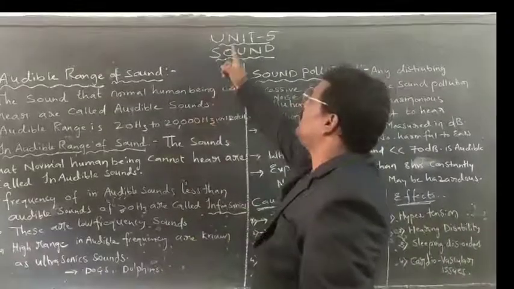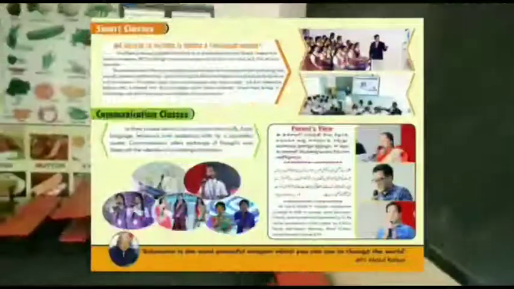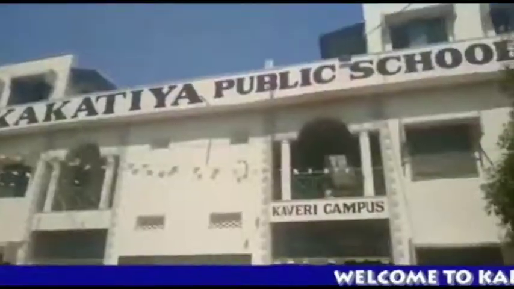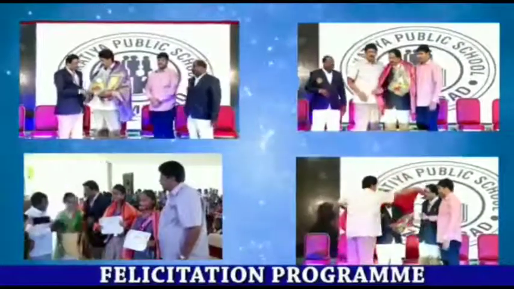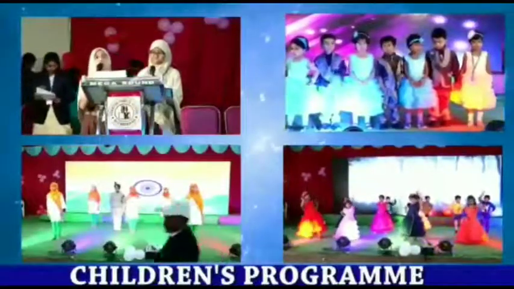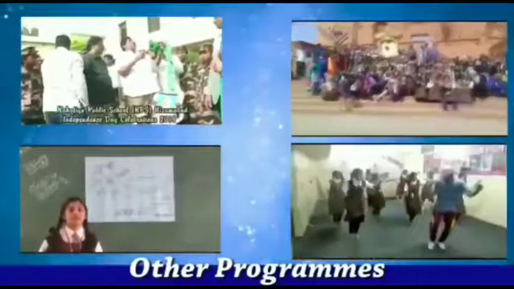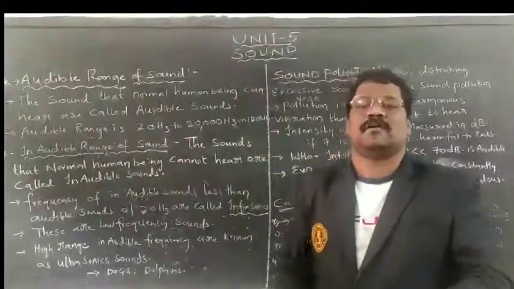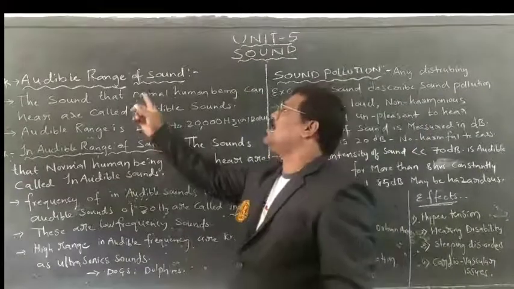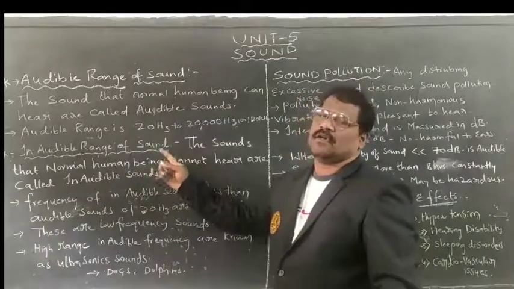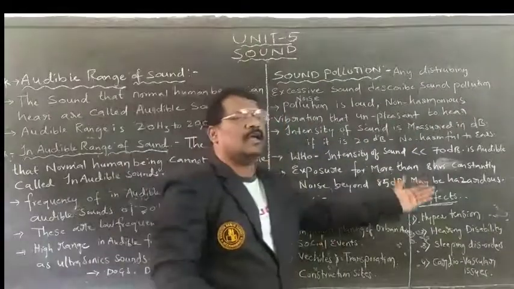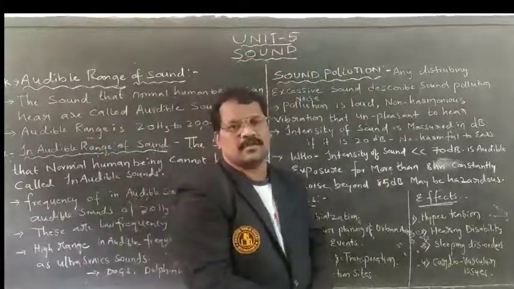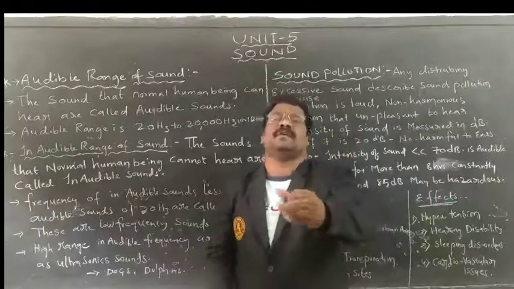I am here to explain this topic, UNIT-5 Sound, of class. Within this chapter, today the topic we are going to study is the audible range of sound as well as the inaudible range of sound. Simultaneously, sound pollution: what is meant by sound pollution, what are the causes and effects, as well as how we can control sound pollution. This total topic we are going to study within this particular class.